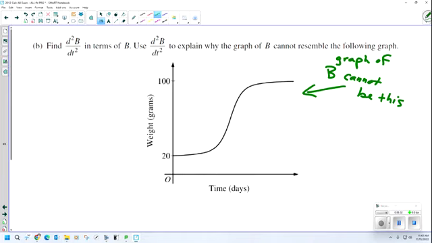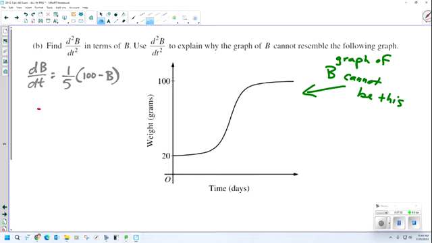All right, so first of all, let's write down what the first derivative was that they gave us from part A, or from the beginning of the problem. That was 1/5 times (100 minus b). Okay, I am going to take the derivative of this. All right, that's the first derivative of b. I need the second derivative. So I need to take the derivative of the first derivative.